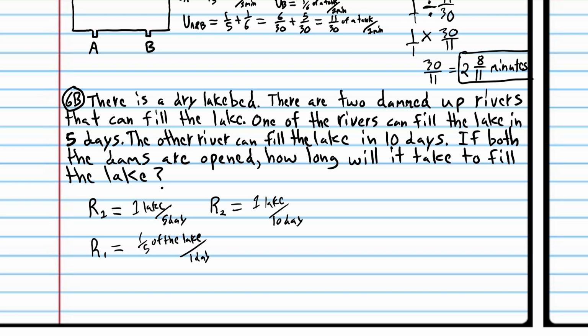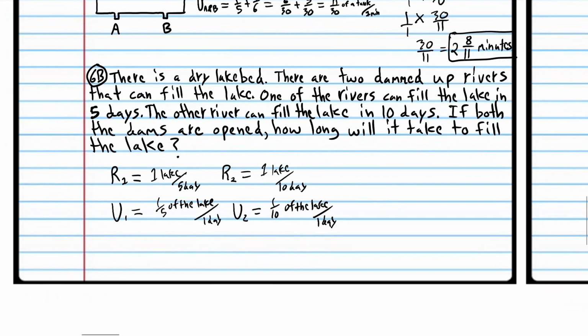If it takes 5 days to fill 1 lake, then obviously in 1 day it's going to fill 1/5 of the lake. You don't even need to think about an algorithm. You can kind of just see that. And I should write unit rate, not R. That's the unit rate. And the unit rate for the second river is 1/10 of the lake every 1 day. Again, that's just kind of common sense there.